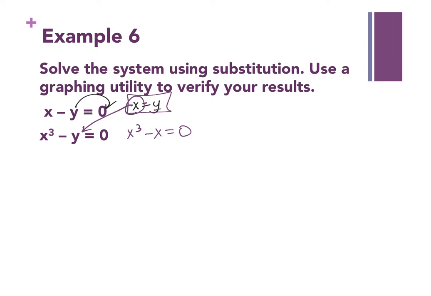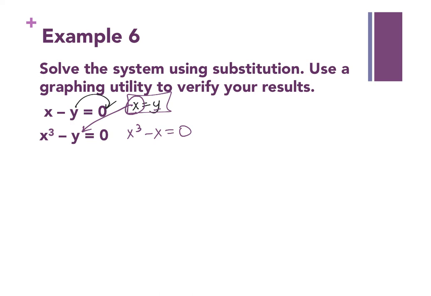Yeah. I could have said x equals y, and then in place of the x, I could have put the y. So it would have been y to the third minus y. You could do it either way. So let's go with the x's. X to the third minus x equals 0. How do I solve that?